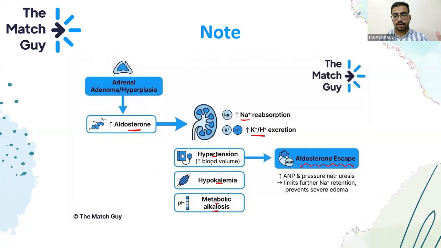So what happens is this hypertension or increased blood volume causes stretch of the blood vessels, and it also causes stretch of the atrium and of the ventricles. So you're going to have increased atrial natriuretic peptide. And what does this do? This just causes pressure natriuresis. It causes increased sodium excretion, taking water with it, so it limits further sodium retention. It causes a balance. Yeah, we're on the hypertensive side, but not to the degree of causing severe edema. That's basically the explanation behind the aldosterone escape mechanism.